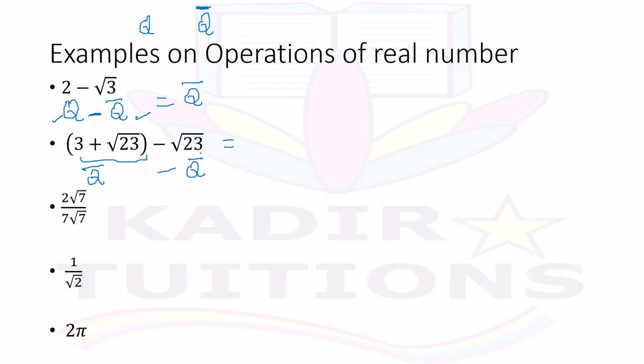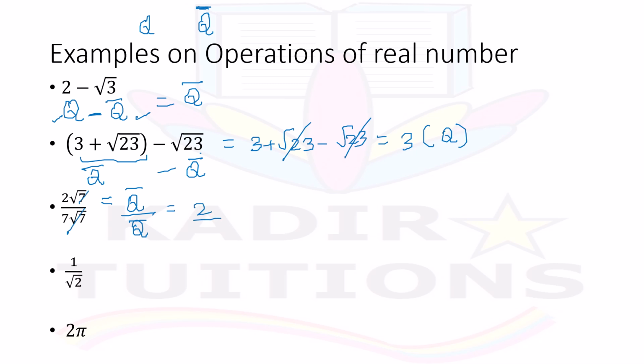So it's going to be 3 plus root 23 minus root 23. See here, plus root 23 and minus root 23 got cancelled. So I got the result as 3. It's nothing but a rational number. And here 2 root 7 and 7 root 7 are both irrational numbers only. So root 7 can get cancelled. So we will be getting the answer as 2 by 7, which is a rational number.